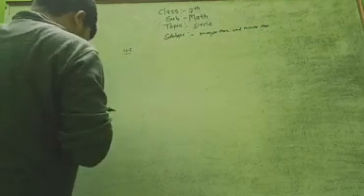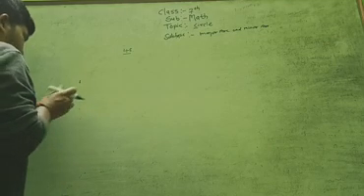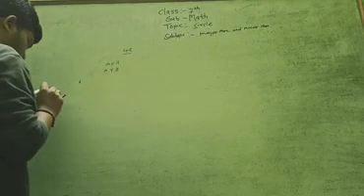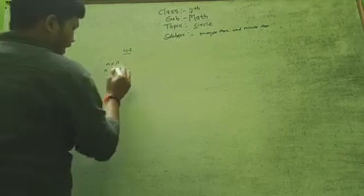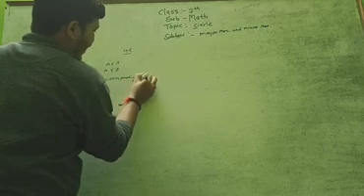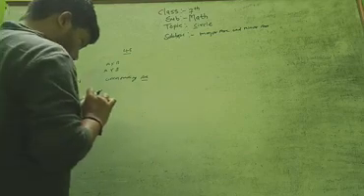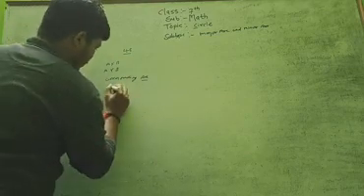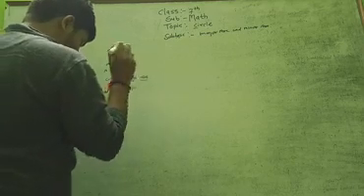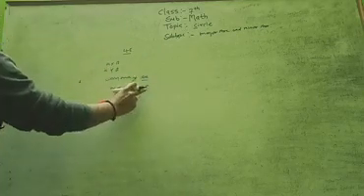Now the first question of the practice set: if arc AXB and arc AYB are corresponding arcs. What is meant by corresponding arcs? If their endpoints are the same and they form a complete circle, they are corresponding arcs. The measure of arc AXB is equal to 120 degrees.